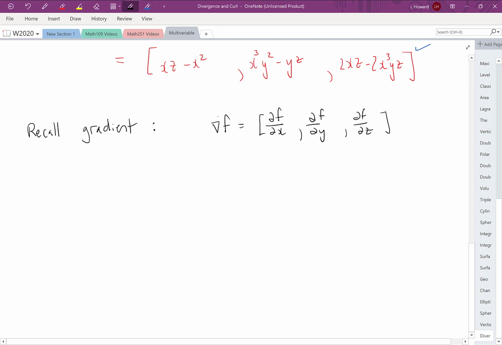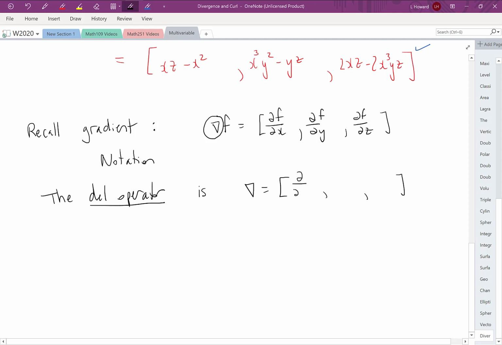Now the idea here is that we can make sense of this del symbol on its own, and that's the notation that we want to introduce here. We're going to define this as the del operator. So in symbols, we just write this del symbol, and what it represents, it's a vector that contains a bunch of operators. So it contains the operator ∂/∂x, ∂/∂y, ∂/∂z.